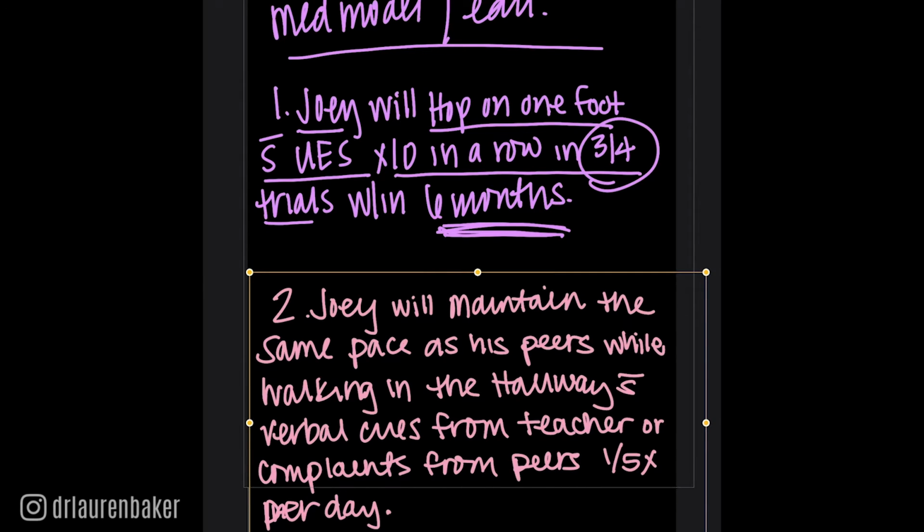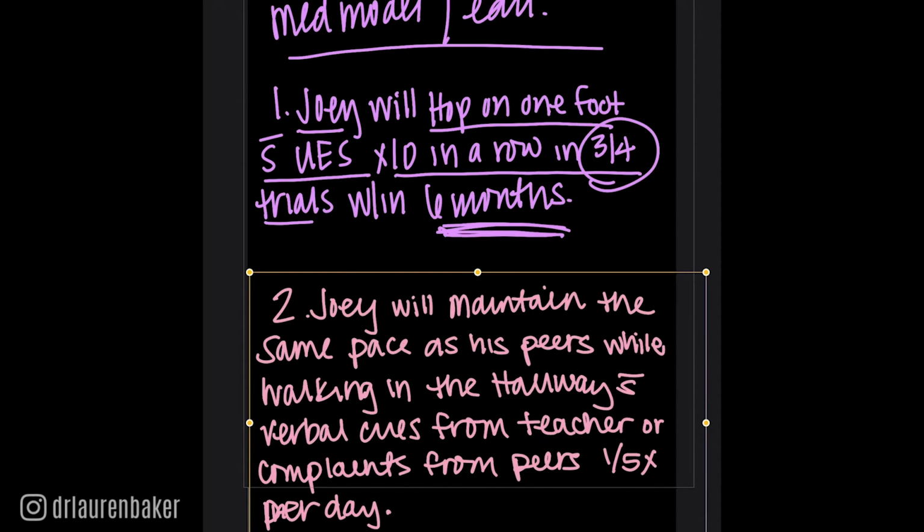And the teacher's constantly throughout the day, every single time they leave the classroom, telling Joey, keep up with your peers, focus on where you're going, walk faster, things like that. And so this is a really big area of struggle. And we know that Joey can't hop on one foot without upper extremity support 10 times in a row. So we know that the plantar flexion is an issue for him.